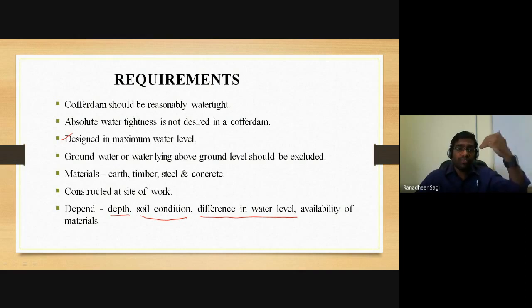I have to drive or push my cofferdam structure relatively deeper into the ground to arrest the water seepage happening from the bottom of that particular structure. So all these factors would certainly dictate what type of cofferdam structure you have to prefer, depending on the suitability requirement in your construction site.